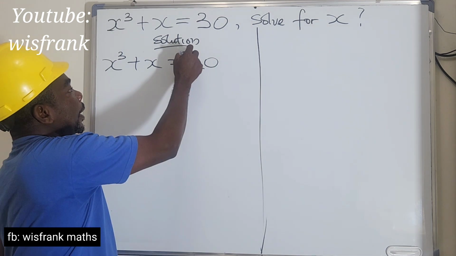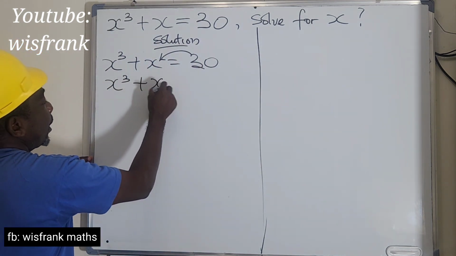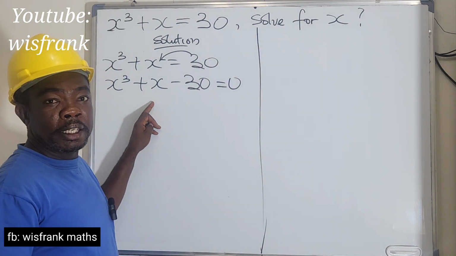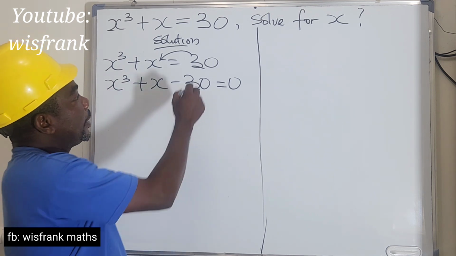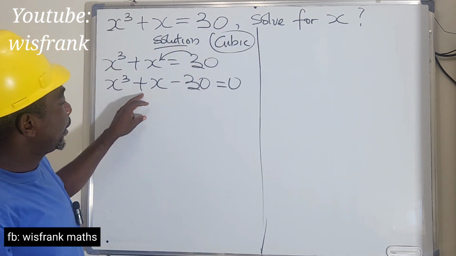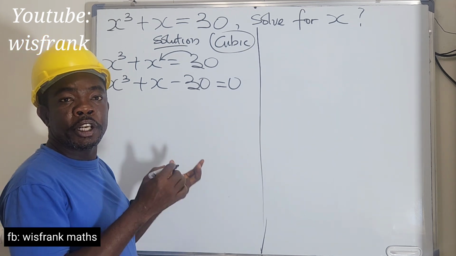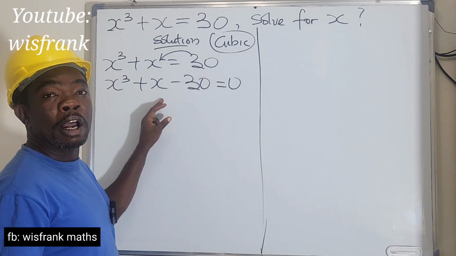In this case, 30 can be transposed to the other side. So we have x raised to the power of 3 plus x minus 30 equals 0. The power of x here is 3. That is the highest power of x, equal to 3. That means this is a cubic equation. So in this case, we are going to look for a factor of 30 that when we share two of them, one of them will have a power of 3 and the other one will have a power of 1.